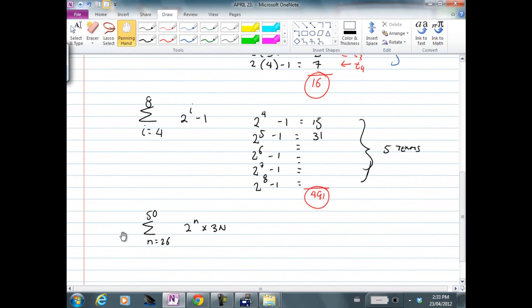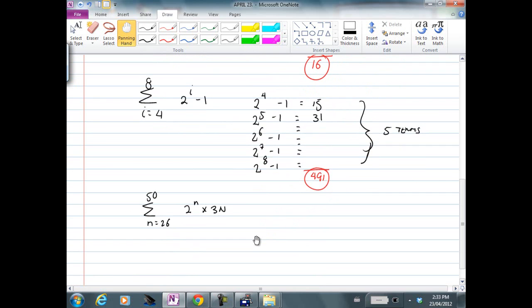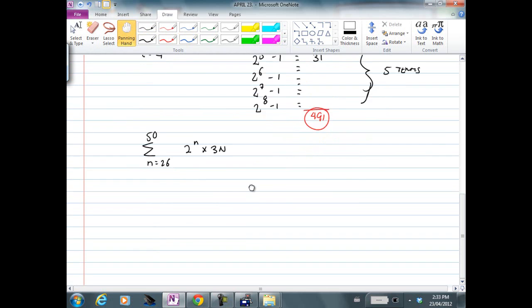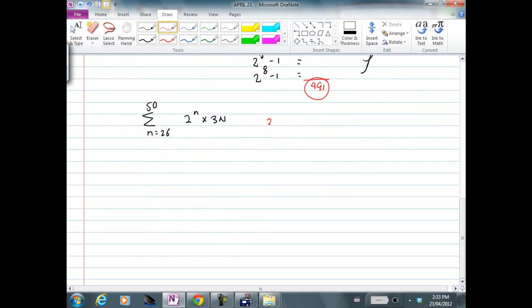It's n plus 1. It's plus 1. So how many terms are there altogether? From I equals 4 all the way to I equals 8, would you agree there are 5 terms? But now, if I have n equals 26, and the highest number is 50, how many terms would you get? 25. How do you get 25? 50 minus 26 plus 1? That's your formula. So write this down. So in here, I have 25 terms.